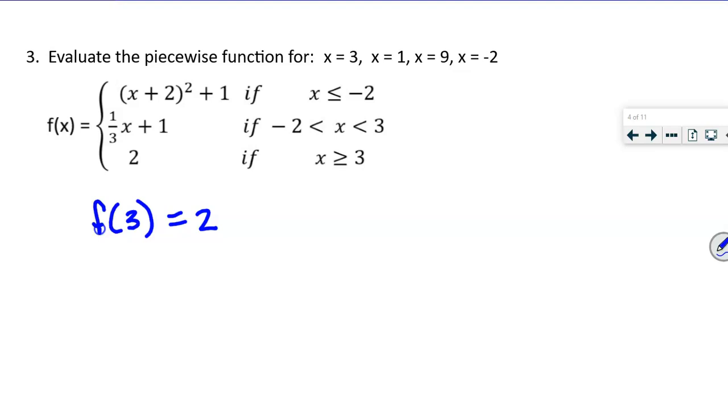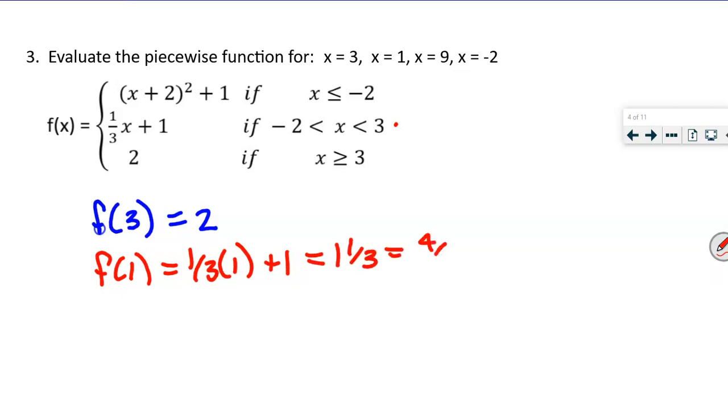So if I have an x value and I can plug it into that equation, then that's what I'm going to do. So then our second one is going to be f of 1. So which one of these equations does 1 fit in the if statement? Yes, it would be this one, right? Because 1 is between -2 and 3. So on this one, we're going to put in the equation on the left. So that's going to be 1/3 times 1 plus 1. So that's going to equal 1 1/3 or 4/3.